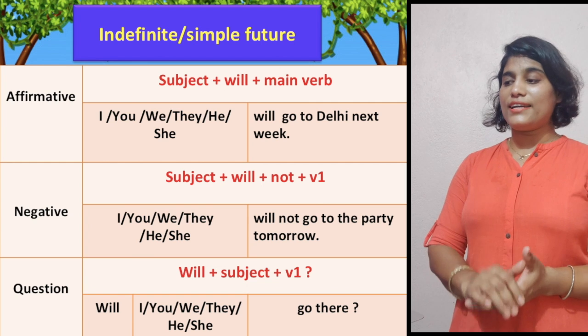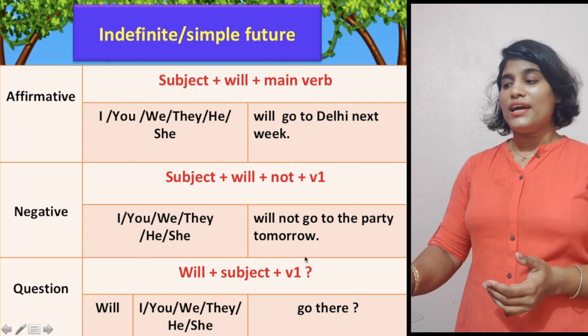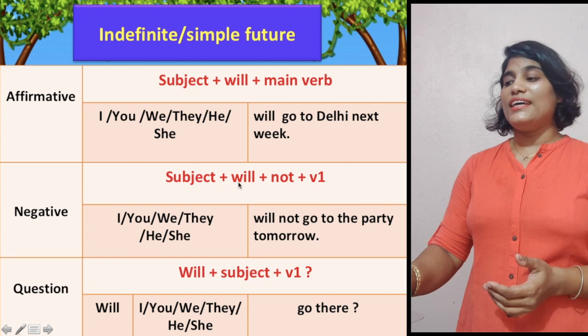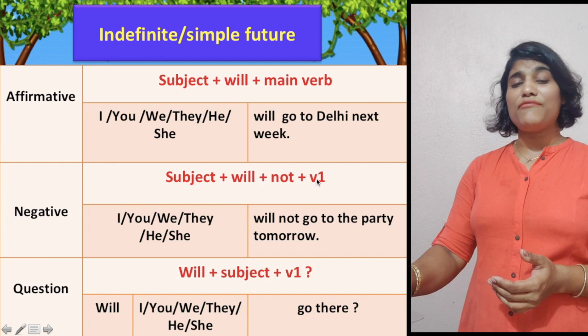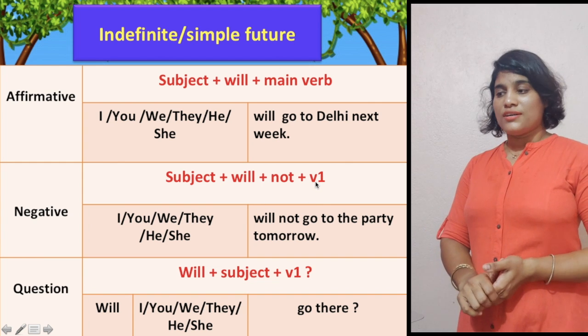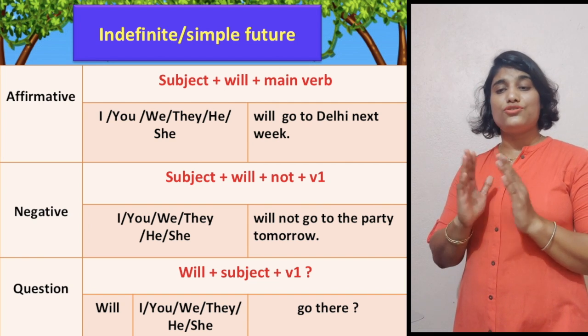Similarly, you just read it with me. They will not go to the party tomorrow. They is the subject, then comes will, the auxiliary, and in between will and the main verb you find one not. So to make the negative sentence, you just do it.